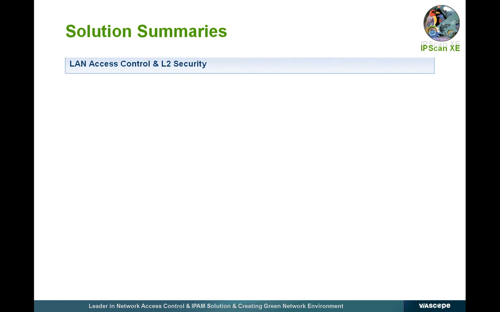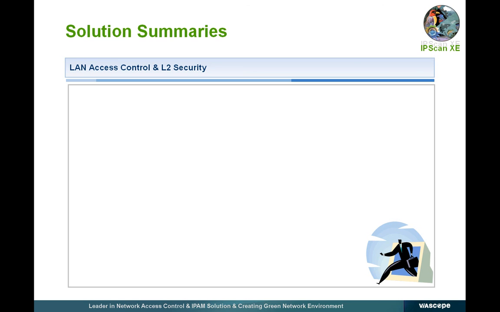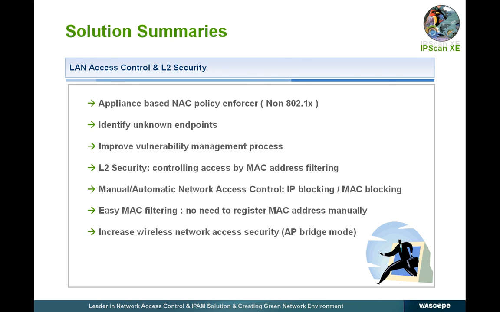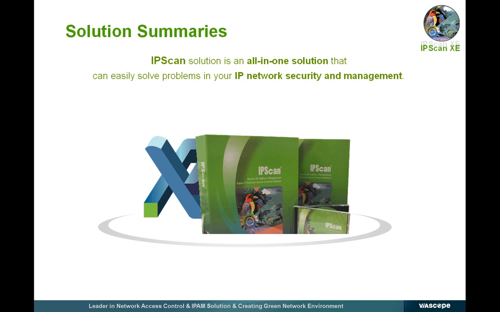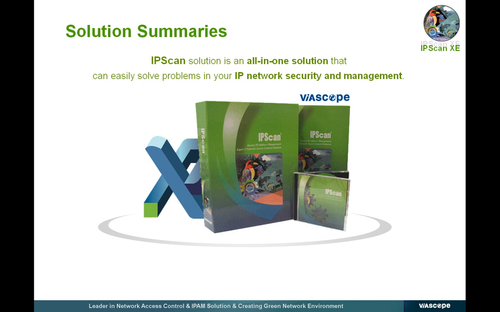You will probably realize now that IPScan is a perfect solution to meet the needs of various customers in various industries. IPScan is an appliance-based secure Layer 2 network access control solution that enables the admin to properly manage the endpoints without support of 802.1x, a complement to the conventional NAC that does not require installing the agent program. Depending on the network configuration, the admin can use the wireless LAN system to manage the network access. One thing that we can say clearly is that the IPScan solution is an all-in-one solution that can easily solve problems in your IP network security and management.